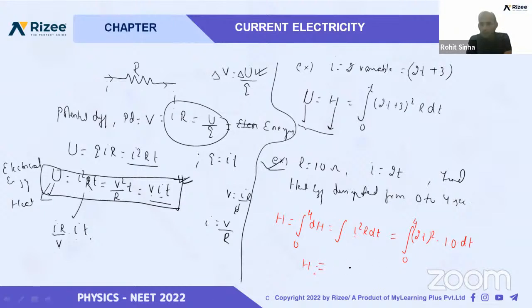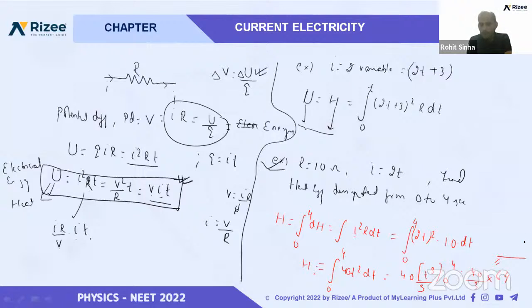H will be how much? It will be equal to the integration from 0 to 4. We will get 4t square, so I think it will become 40 into dt. With 40 outside, it will become t cube by 3, with limits from 0 to 4. If we put 40 by 3 into 4 whole cube, what will we get? 64. Okay, solve this. You will get your answer.